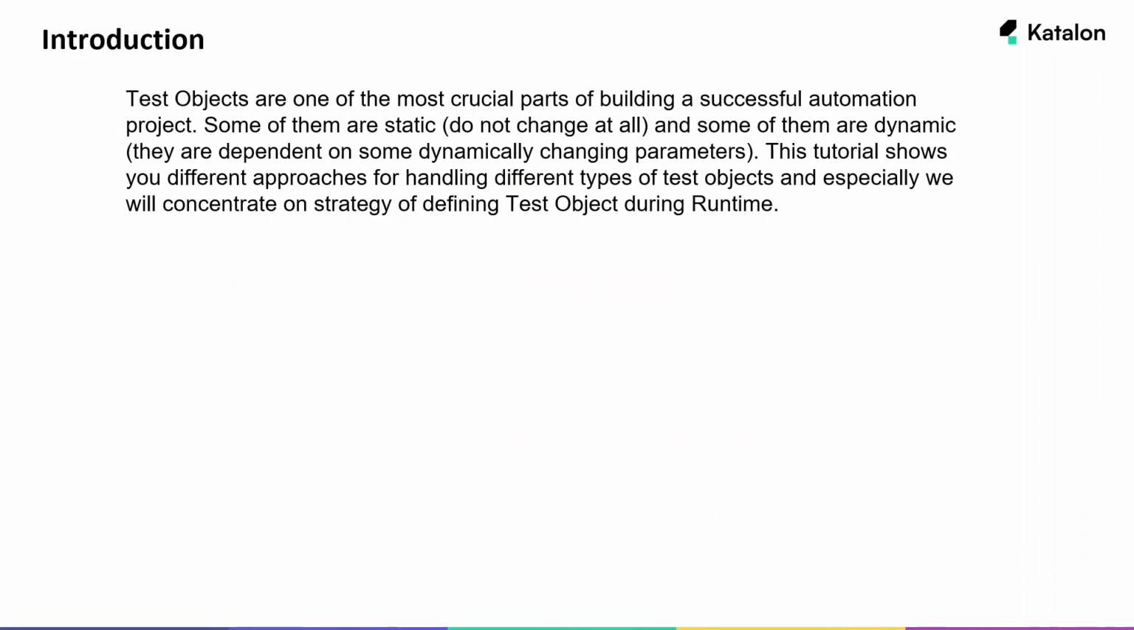Test objects are one of the most crucial parts of building a successful automation project. Some of the test objects are static in nature, which means they do not change at all. And some of the objects are dynamic in nature, which means they are dependent on some dynamically changing parameters. So this tutorial shows you different approaches for handling different types of test objects, and especially we will concentrate on the strategy of defining test objects during runtime.